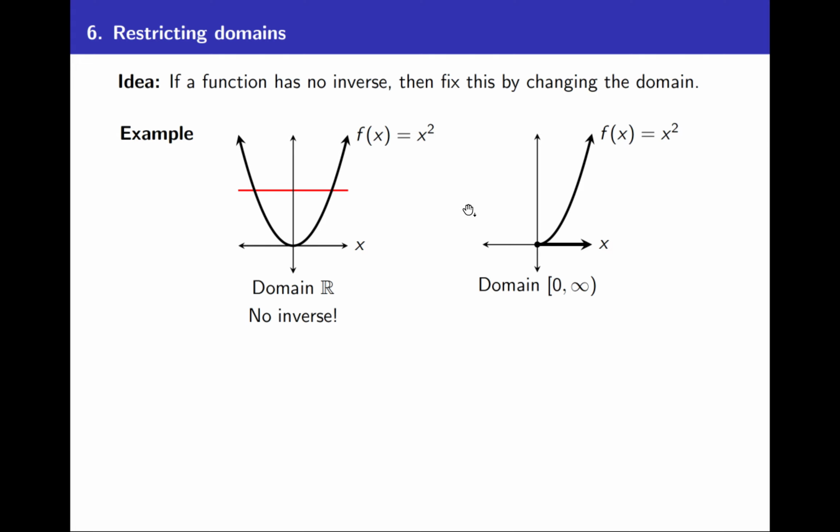So suddenly when you do this, of course you get a slightly different function because you've changed the domain, but notice that it's one-to-one, so it has an inverse. And you can reflect this graph, f of x equals x squared, across the line y equals x, and you get an inverse, f inverse equals the square root of x. So by restricting the domain of a function, you can sometimes get it to have an inverse.